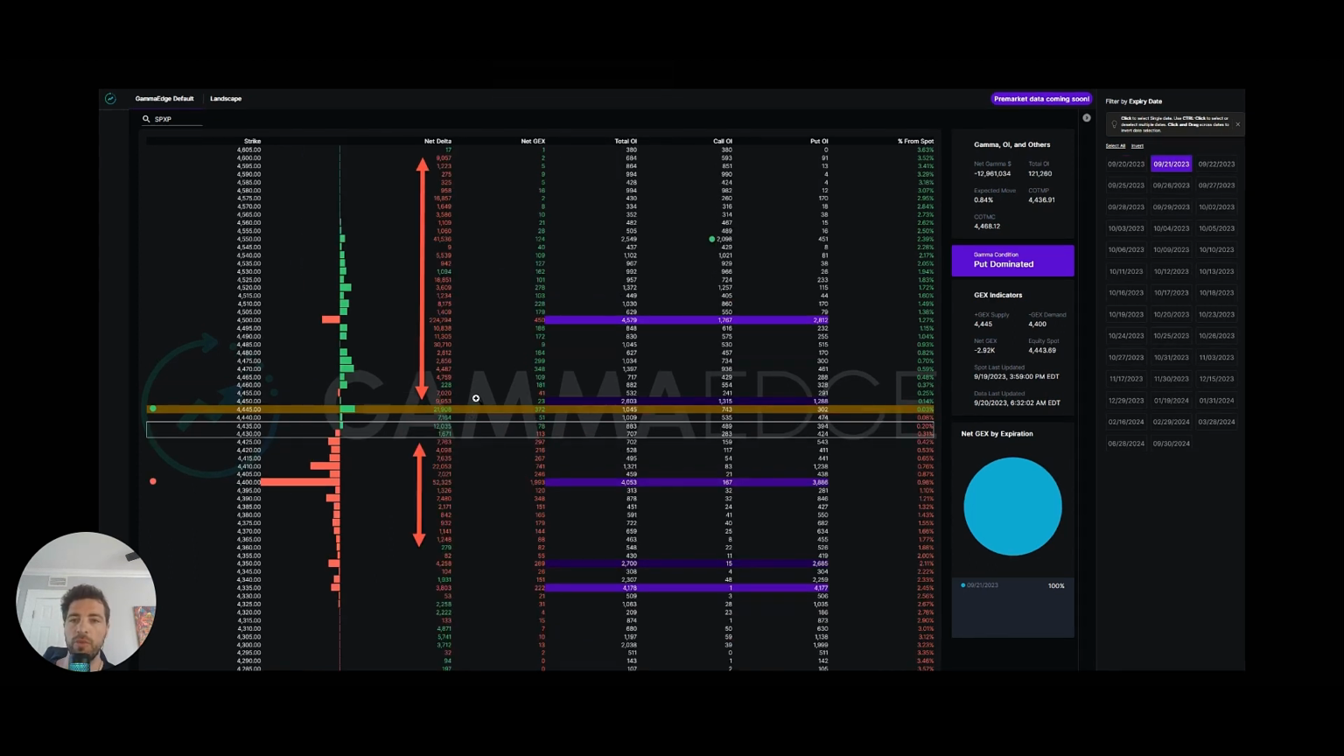Moving on to the 1DTE complex, again you can see that we have in the money, out of the money, put dominated on this time frame. Again, opening above transition here. We're right at plus gex on this time frame.